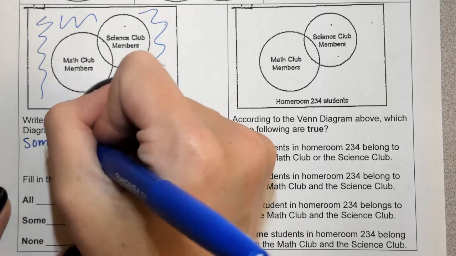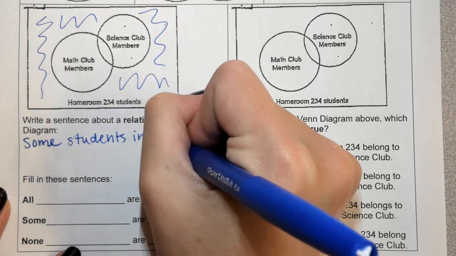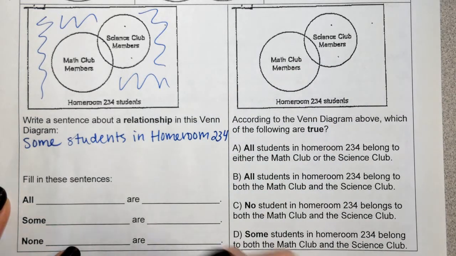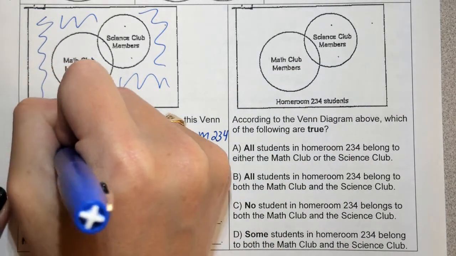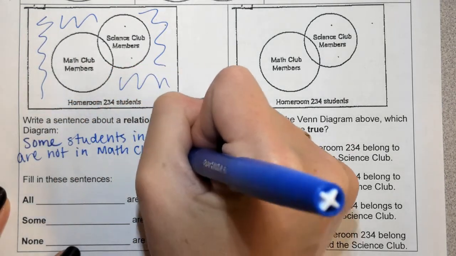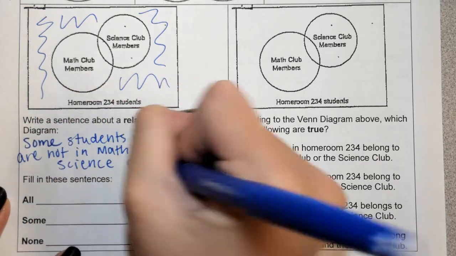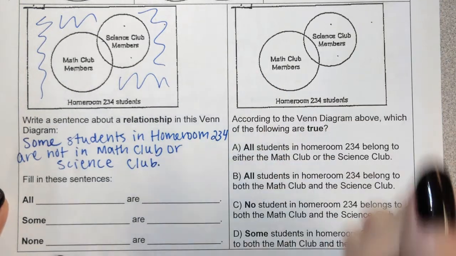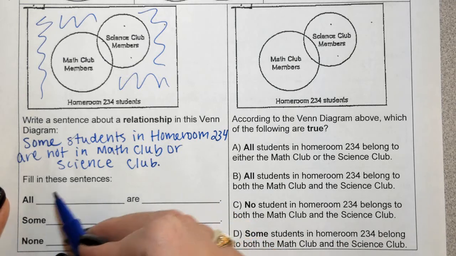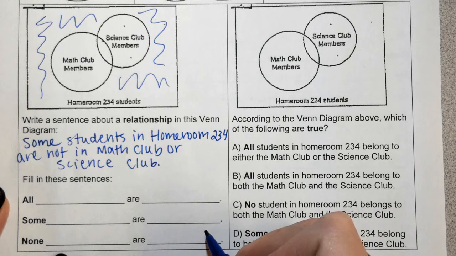So I'm going to say that some students in homeroom are not in math club or science club. That is the sentence that I came up with. I'm going to let you guys try these sentences on your own, picking just one all relationship, one some, and one none.